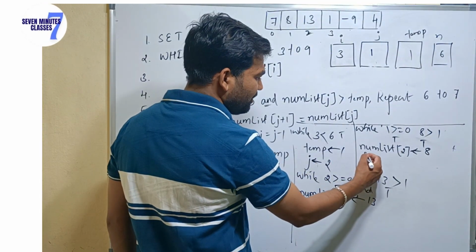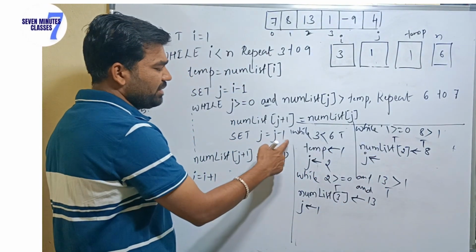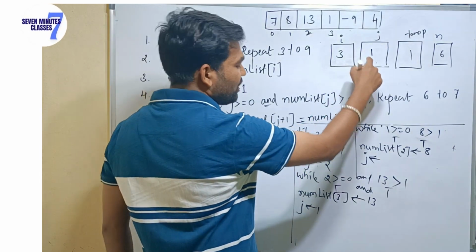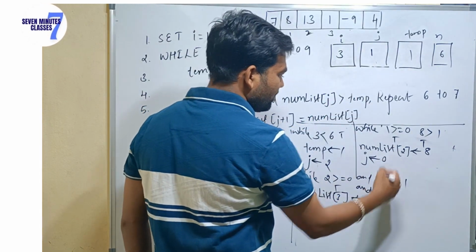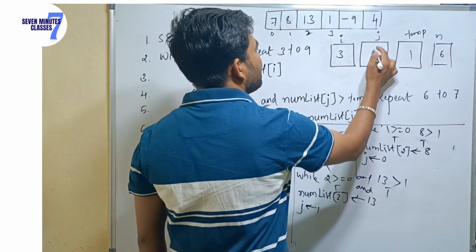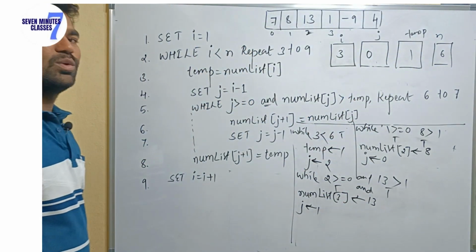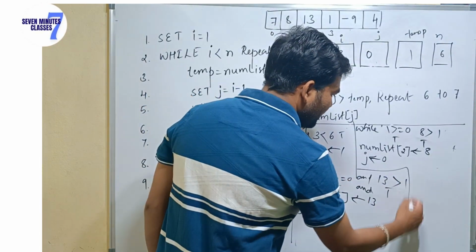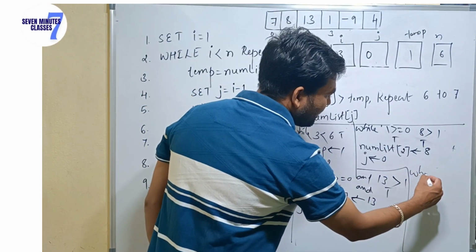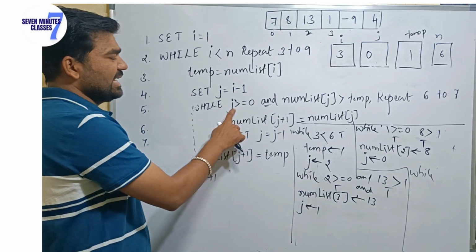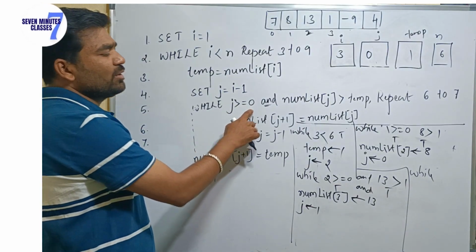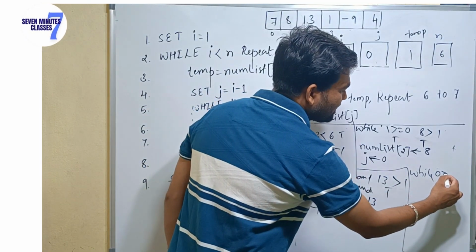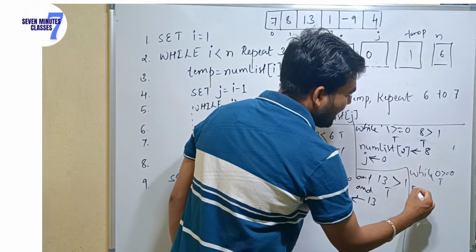Then what will the value of j become now? J minus 1. What is j? 1. 1 minus 1 is 0. Then the j value became 0. Loop not yet completed. Again I have to go back to the while loop. Okay, then while j is greater than or equal to 0. What is the value of j? 0. 0 is greater than or equal to 0. Yes, it is true.